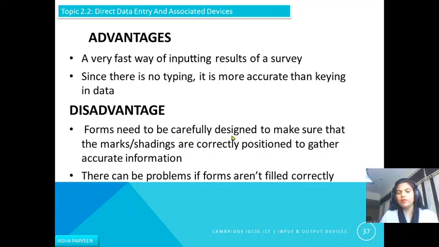Forms need to be carefully designed to make sure that the marks or shading are correctly positioned to gather accurate information. There can be problems if forms are not filled correctly. For example, if someone has marked two, or someone has not marked properly, it cannot detect that type of marks.